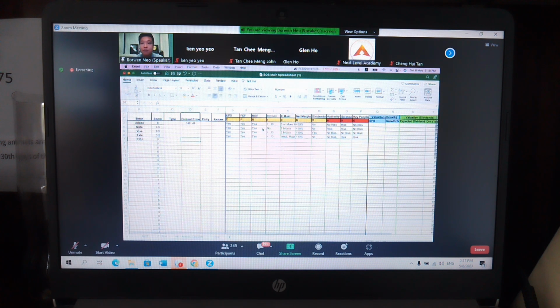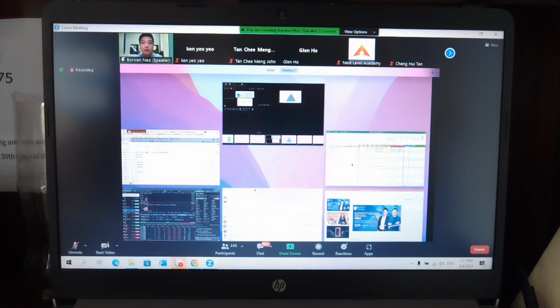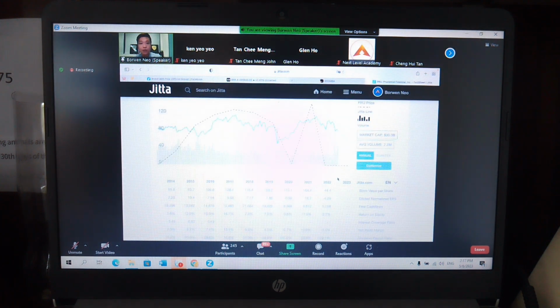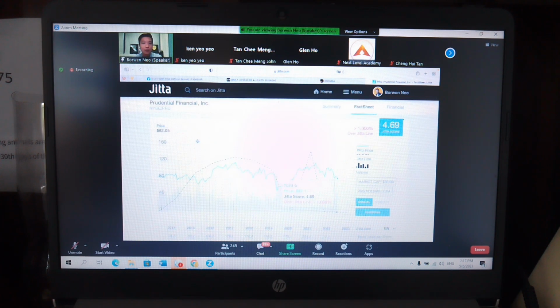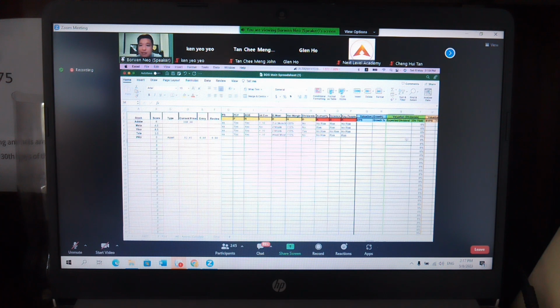Where's my Safari? Okay, my Safari is here. The share price of this company right now is 82.05. So I put the current price at 82.05, and because this is a bank, I'm going to put it as asset. Then we go all the way to the right hand side first, which is under valuation. Let me zoom up. You can see if it's under asset, we just focus on the asset.